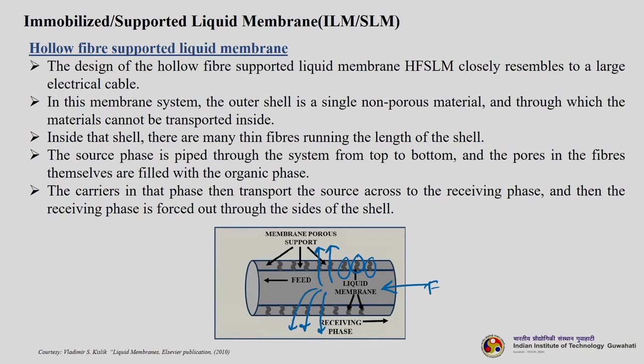So, inside the cell there are many thin fibers running the length of the cell. The source phase is piped through the system from top to bottom, and the pores in the fiber themselves are filled with the organic phase. Now, the carriers in that phase then transport the source across to the receiving phase, and then the receiving phase is forced out through the sides of the wall.